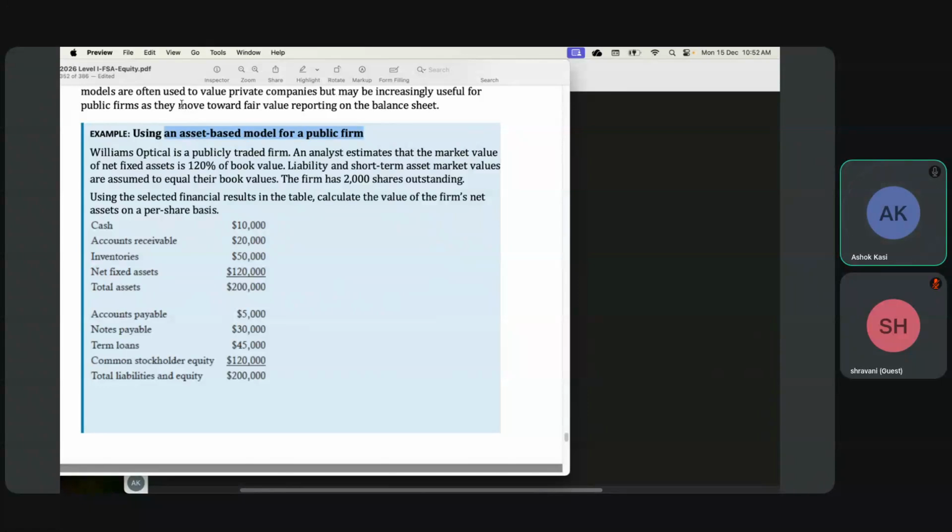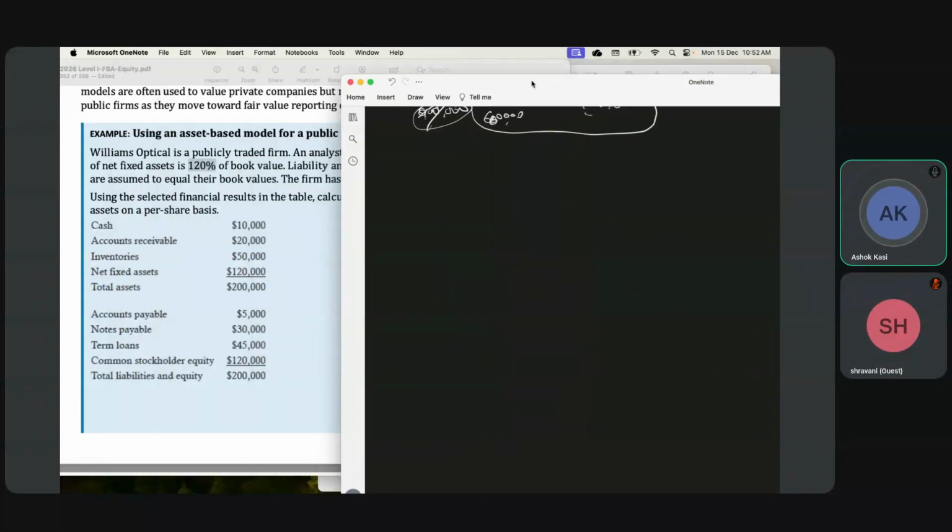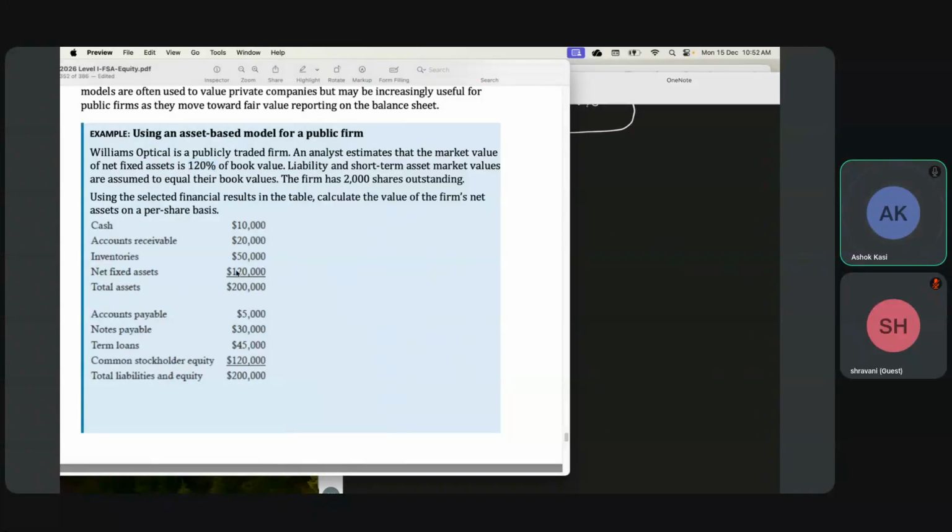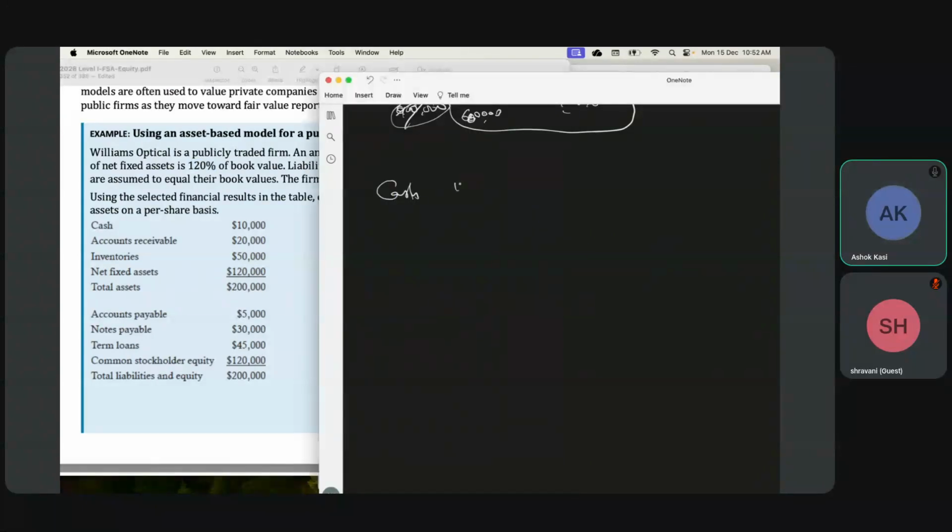Read the question. So here there is only one change. They said asset-based model, right? Asset-based model means net assets divided by total number of shares. Number of shares is given as 2000. So net assets are based on the fair market value. The analyst estimates that the market value of net fixed assets is 120%. Only this is the change. Cash 10,000.